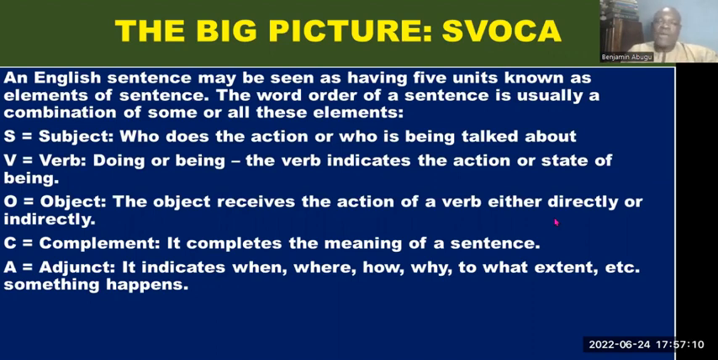Then we have 2 other elements, the complement and the adjunct. C stands for complement, and the complement completes the meaning of a sentence. When you have a sentence and the meaning is not complete, something is missing, the complement is likely to complete the meaning of the sentence. Then A stands for adjunct. Adjunct indicates when, where, how, why, to what extent, and so on and so forth, that something happens.